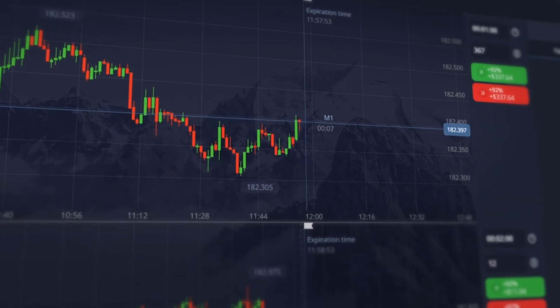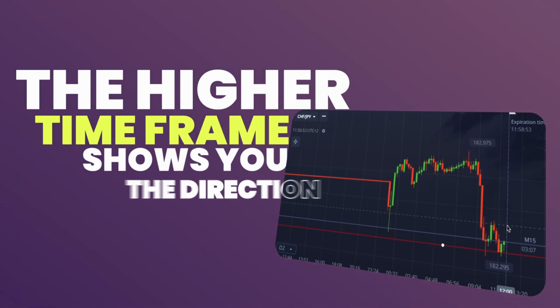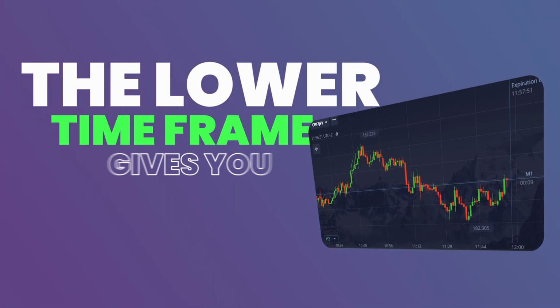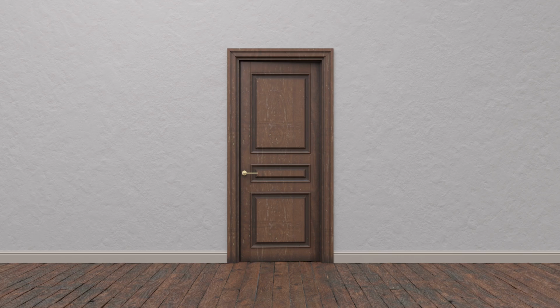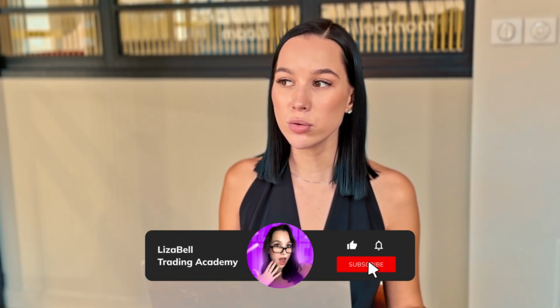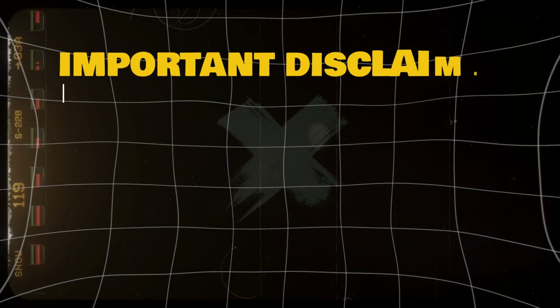One chart on M1 and the other one on M15. The higher time frame shows you the direction, the lower time frame gives you the exact entry point. It's like having a map of the entire city and a zoom lens to spot the exact door that you need. And by the end of this video, you will understand why most traders don't do it. So get comfortable because it's going to be really interesting, and let's get started.